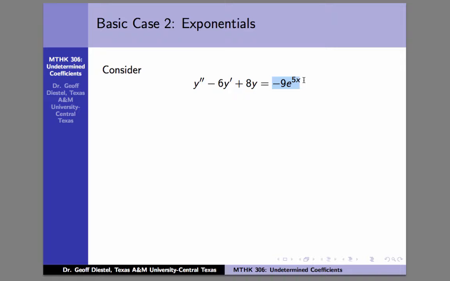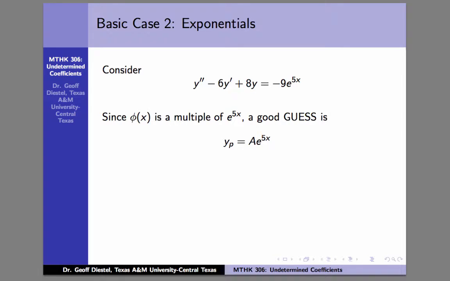So we're going to look at exponential functions. So we have our phi of x is negative 9 e to the 5x. So that's just, again, some multiple of e to the 5x. So a good guess for what y sub p is going to be is a multiple of e to the 5x. Now, a is some unknown coefficient that we have to determine.